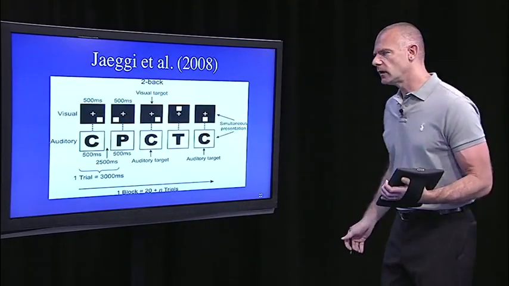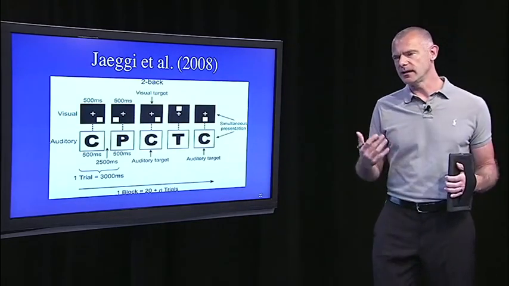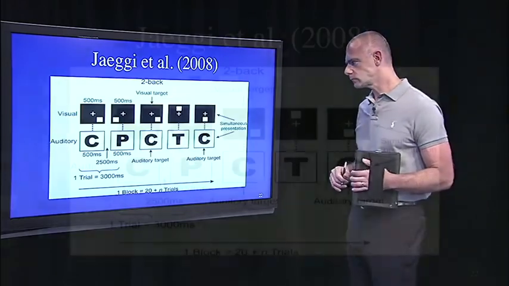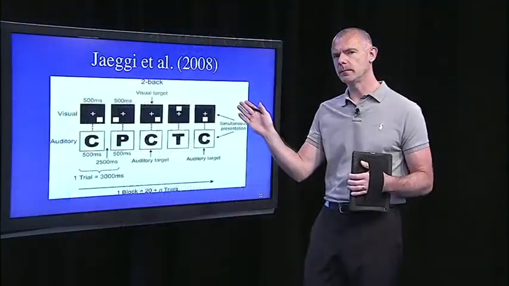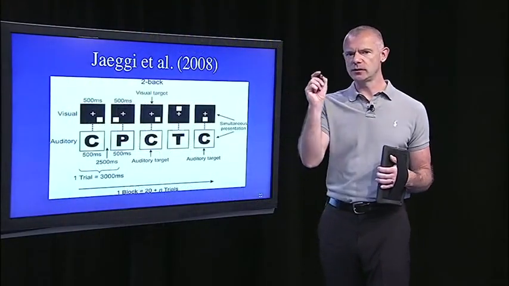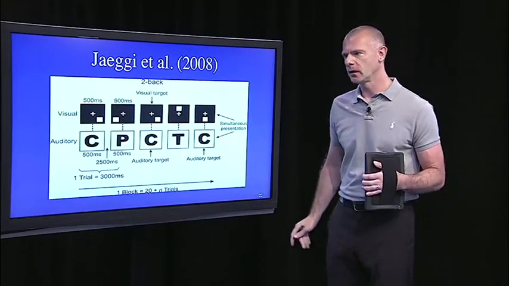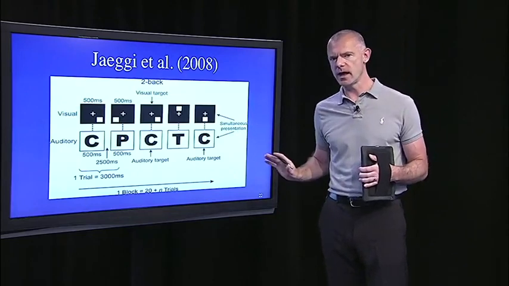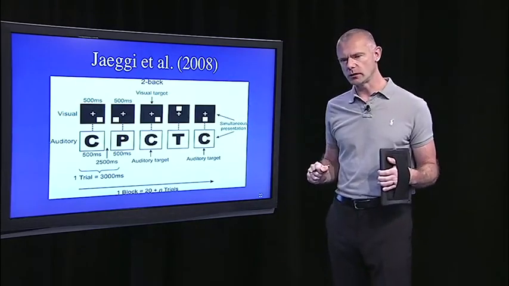So this study was conducted by Yaki et al. I know that looks like Jagi et al., but it's pronounced Yaki et al., 2008. And what I'm depicting here is a memory task that we refer to as the N-back task. In the N-back task, subjects are presented with a stream of stimuli, and they have to detect when the current stimulus matches the one N-back in the stream. This is a particularly difficult version of the N-back because it has two components to it. One is visual, one is auditory.